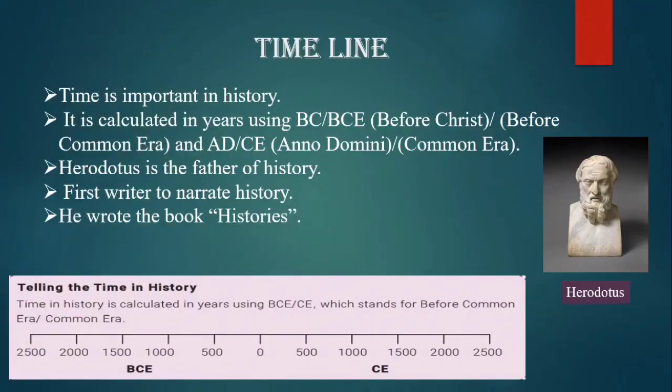Next, timeline. Timeline is very important in our history. Whenever you say some events, we have to mention the year. If you mention the year, then only we can understand the history properly. Mostly it is calculated in years using BC or BCE. BC means Before Christ, or Before Common Era, and AD or CE means Anno Domini or Common Era.